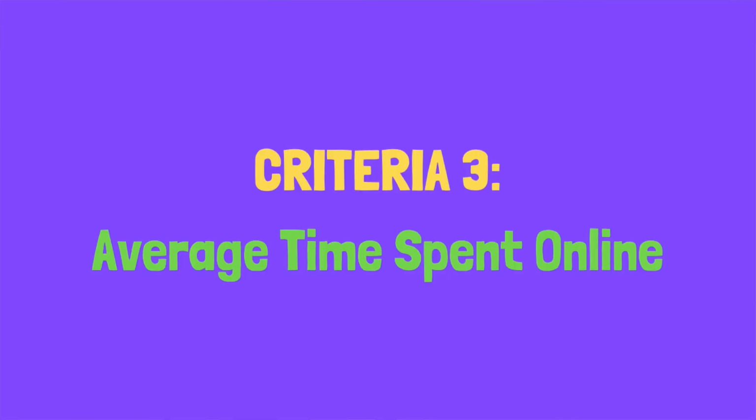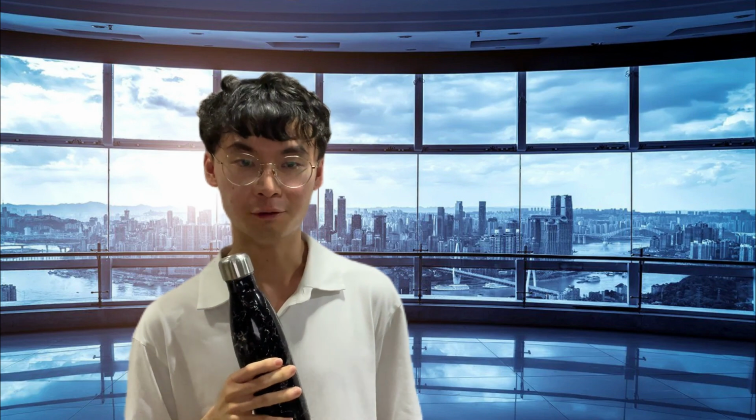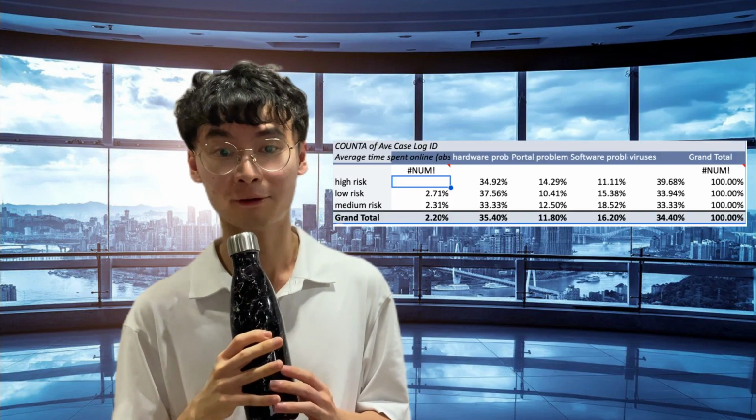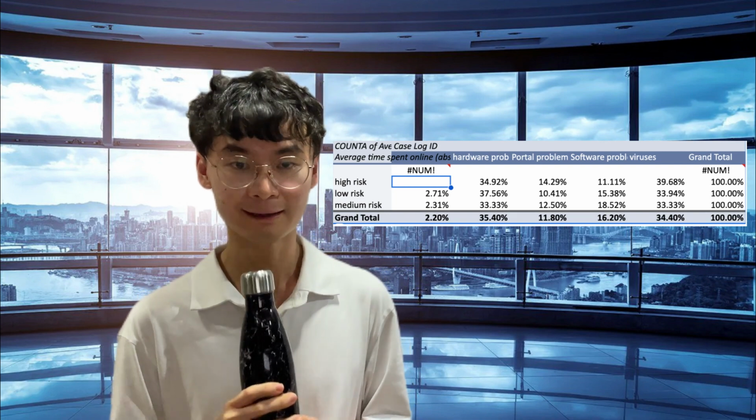The next criteria we used is average time spent online. The cutoff we used was any time over 5 hours. The length of time an employee is online directly correlates with the exposure to cyber threats. Being online longer often means a heightened chance of encountering risks like phishing scams. This metric helps pinpoint employees with greater cyber exposure.